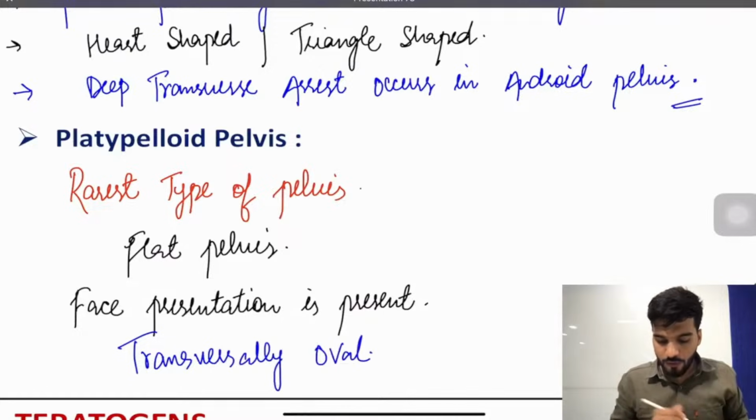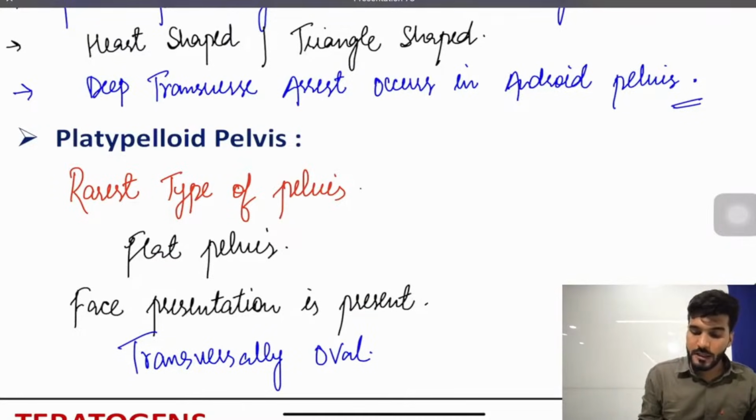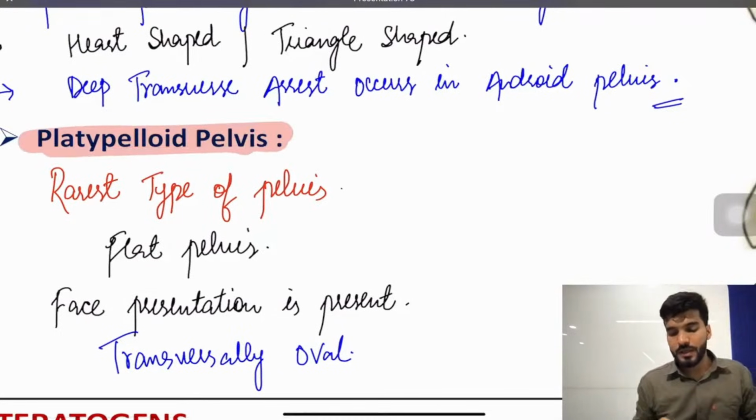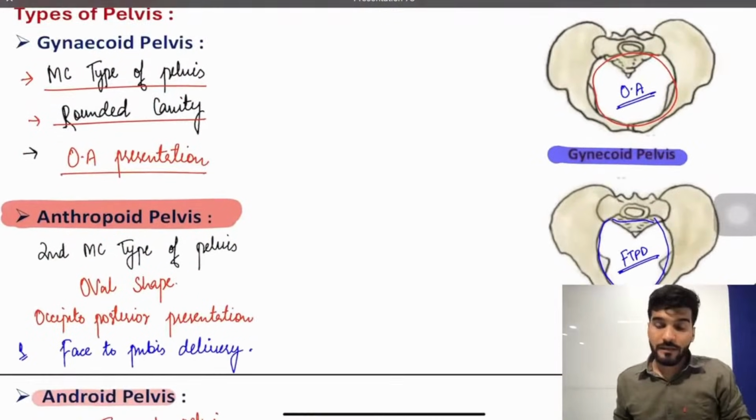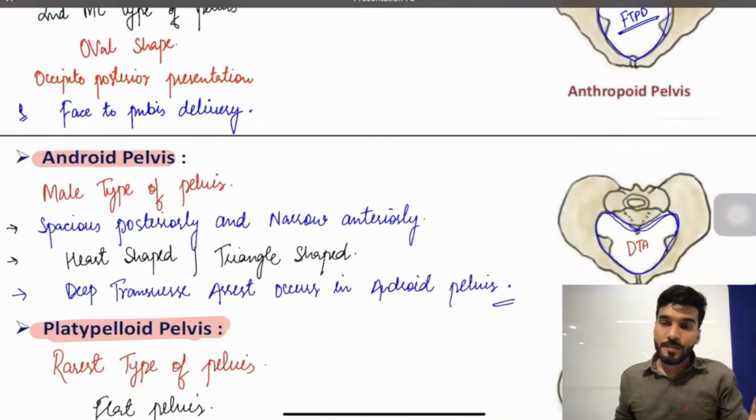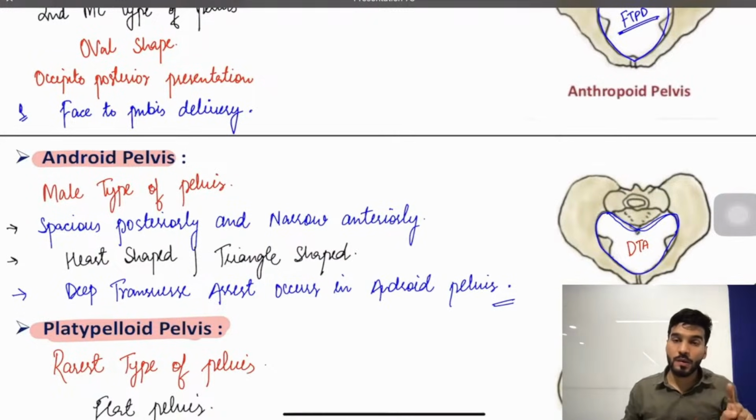So which type of pelvis is having a face presentation? That's going to be platypelloid pelvis. So that is all about the pelvis and types. Remember, occipito-anterior, rounded cavity, your answer goes to gynecoid. Second one, oval shaped, face to pubis delivery, your answer goes to the anthropoid pelvis. Third one, android pelvis, it's a male type of pelvis, heart shaped or triangular shaped.